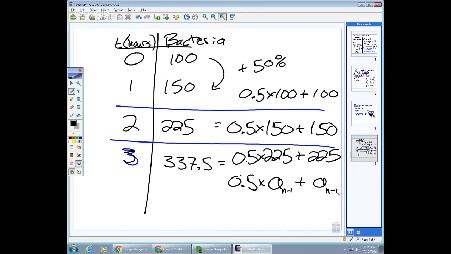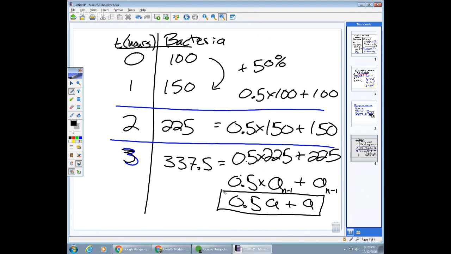Now, the n minus 1 is kind of an annoyance. How many people is that an annoyance to? Okay, it's algebra. I think it's beautiful, but it can be annoying. I could instead call the previous term a. So I could say this is 0.5a plus a. Can that be cleaned up algebraically? Okay, those are like terms, right? So what does that clean up to be?